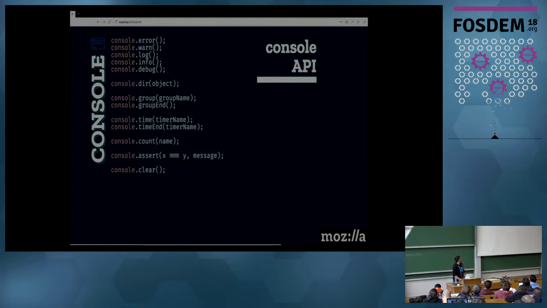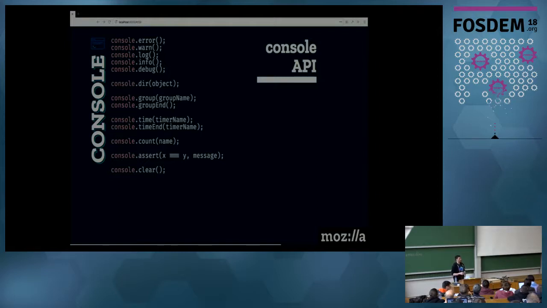And then we talked about console.dir of an object. It will auto-expand the object in the console. We talked about console.group, console.time, and console.timeEnd, which will tell you how much time was spent between those two calls. So you can measure how much time a function call was taking.